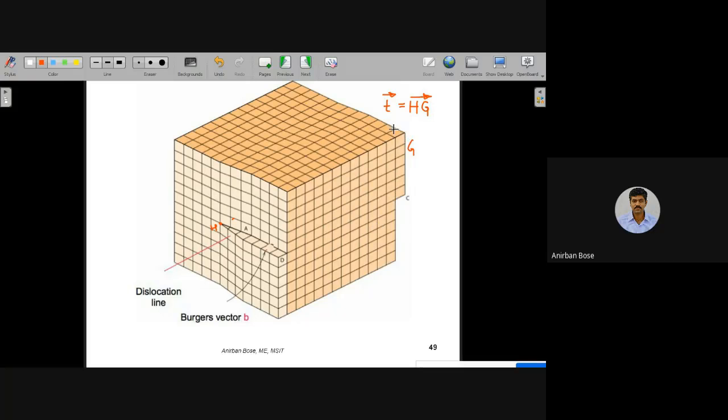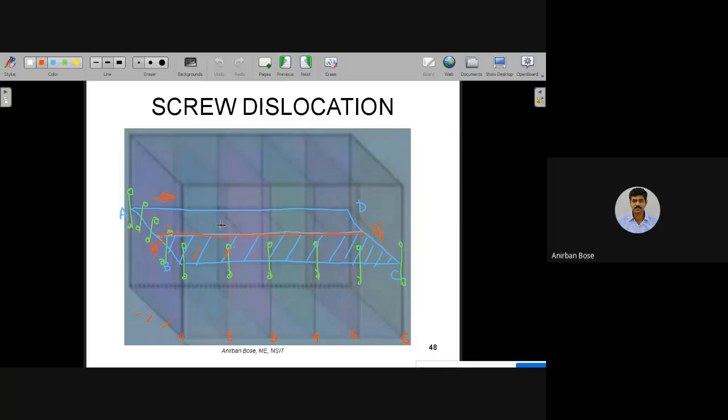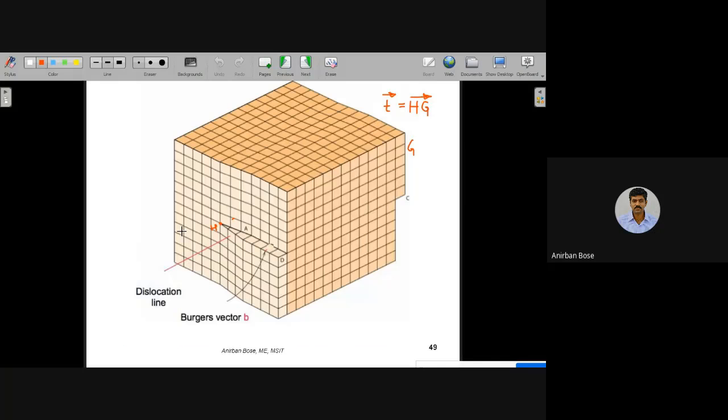So if HG is the dislocation line vector, then in which direction is the Burgers circuit to be drawn, clockwise or anti-clockwise? Anyone? In which direction should we draw the Burgers circuit, clockwise or anti-clockwise? HG, you see HG. So in which direction will we draw the Burgers circuit?